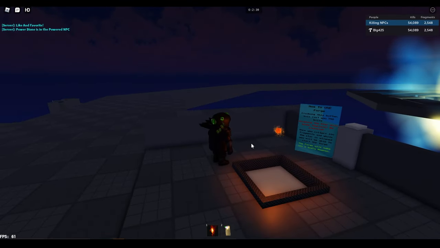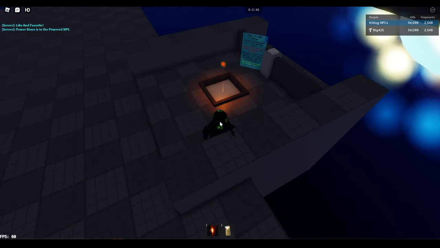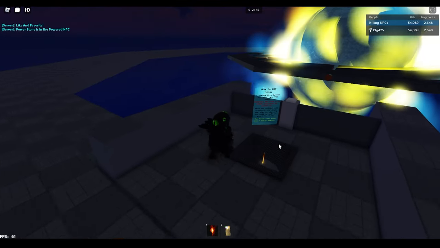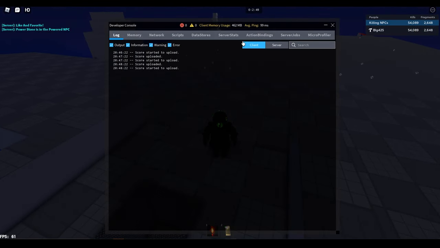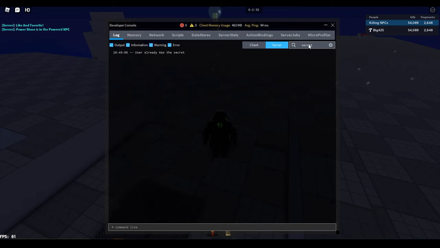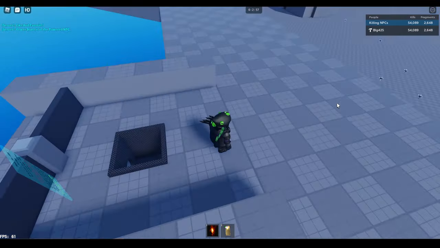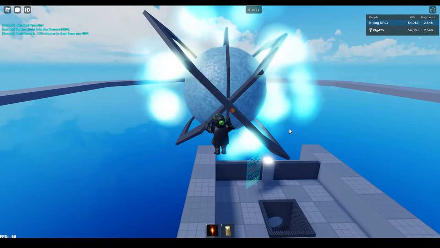But yeah, after that, the soul stone just spawns over, does weird magic, and then you get the secret sword. Now, I didn't get it because I already have it, but if I open up the console and I put the command, it says user already has secret, so yep, that's how you get the secret. Alright, so that's how you get the secret.